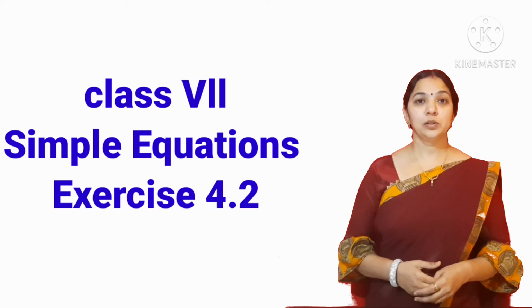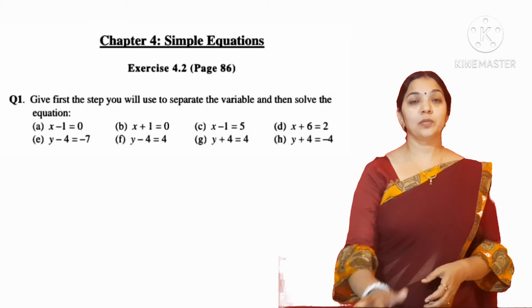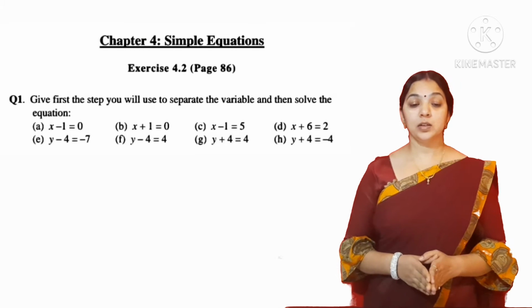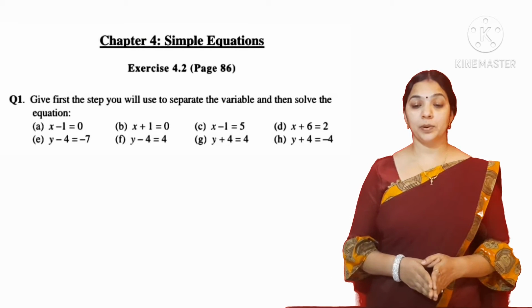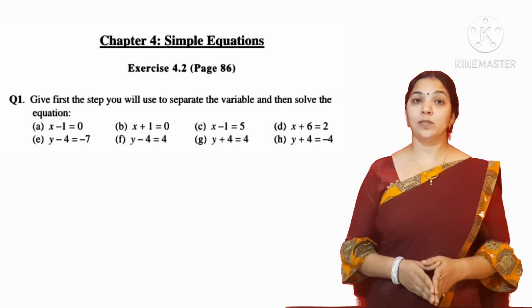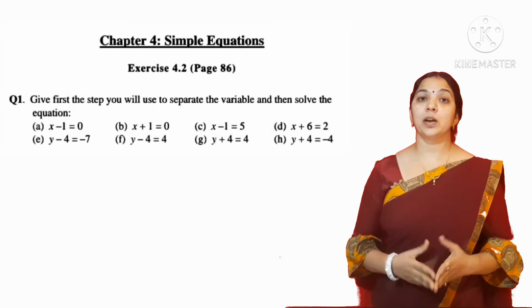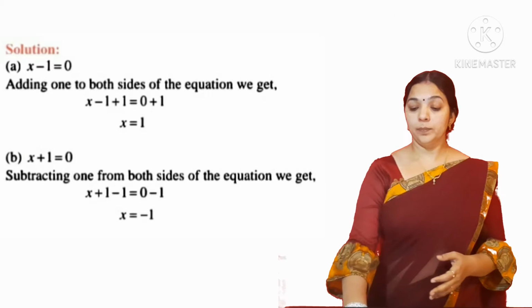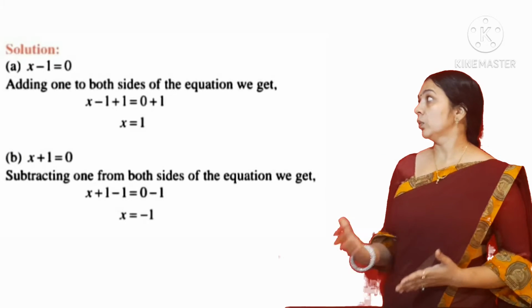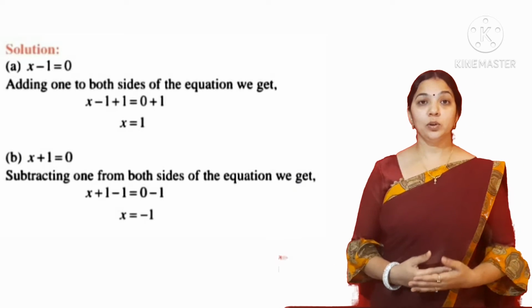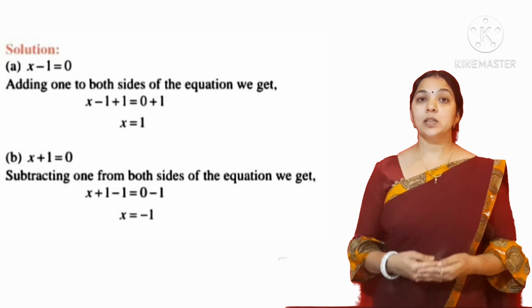The first question of exercise 4.2 is: give first the step you will use to separate the variable and then solve the equation. There are 8 parts in this question and we will go one by one. The first part is x minus 1 is equal to 0. You have to solve this equation.